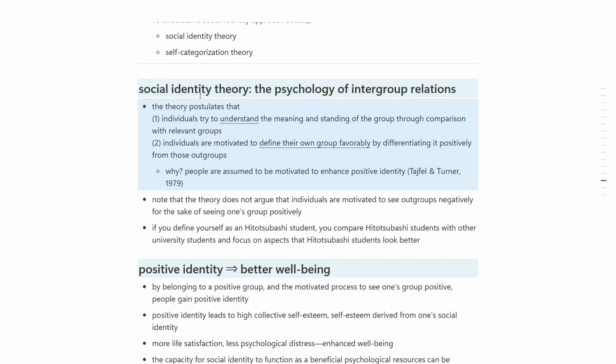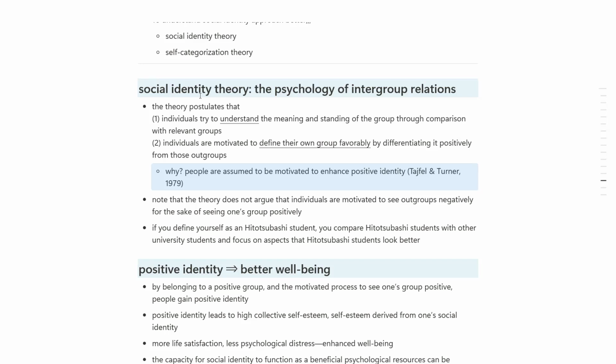And then two, individuals are motivated to define their own group favorably by differentiating it positively from those other groups. And the theory explains that this is because people are assumed to be motivated to enhance positive identity. So basically, we are intrinsically motivated to have a positive identity. We intrinsically want to see ourselves positively, you know.